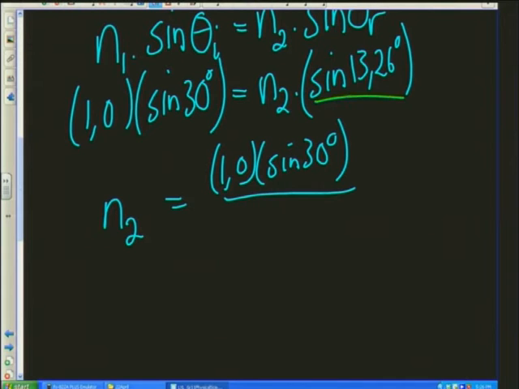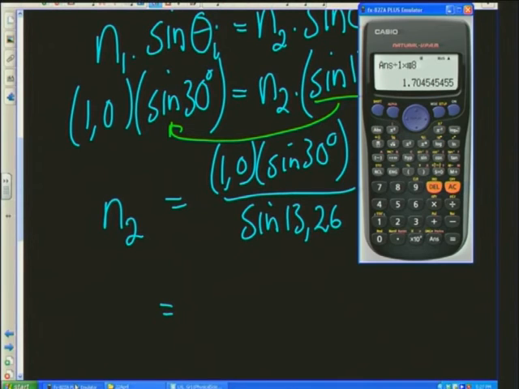I'm going to take this amount, and I'm basically going to divide both sides by that amount, which is the sine of 13,26. So let's set it up on the calculator, and hopefully we can find another function.